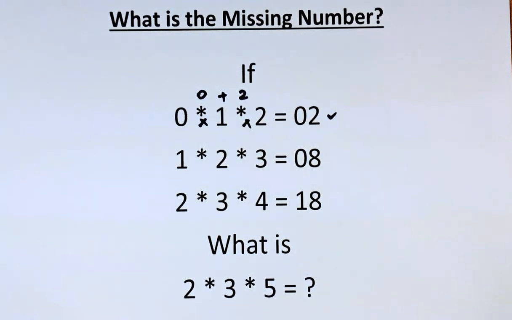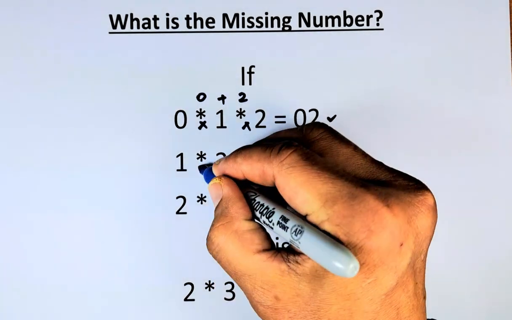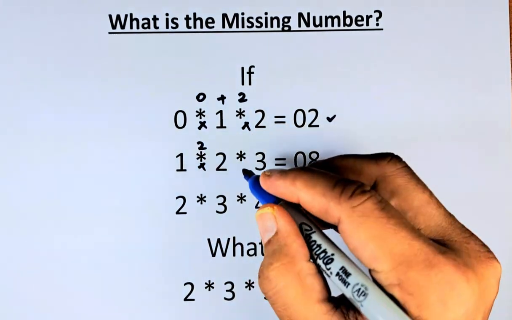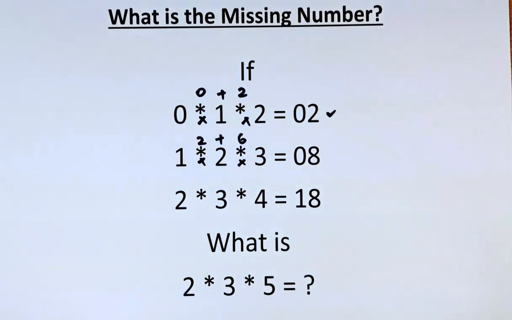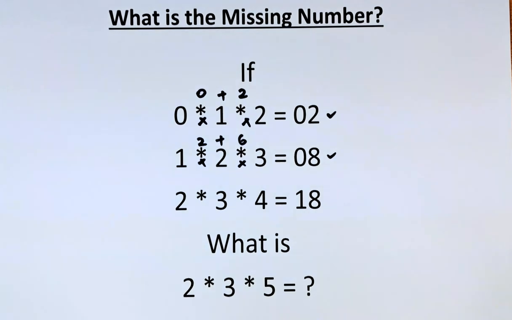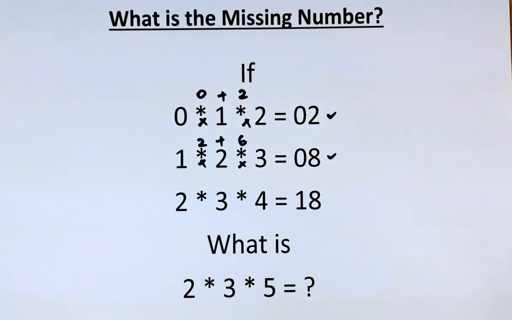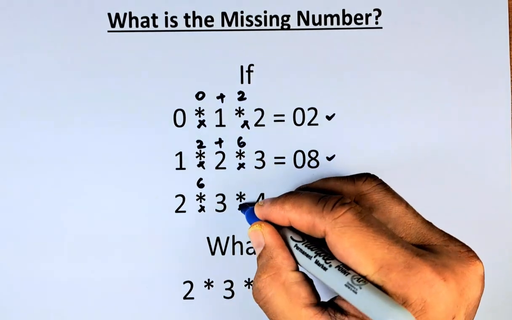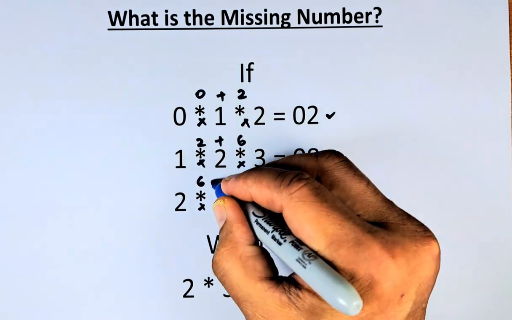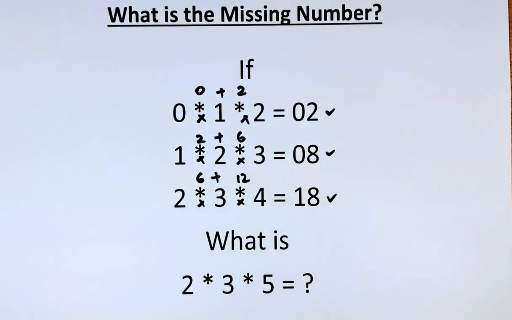In the second example, 1 star 2, so 1 times 2 is going to be 2, and then 2 times 3 is going to be 6. You're going to add them up, 2 plus 6, and that will also be equal to 8. Next, we are going to take 2 star 3 star 4 equals 18, so we're going to multiply 2 times 3, which is 6, 3 times 4, which is 12, and then 6 plus 12 will be 18.